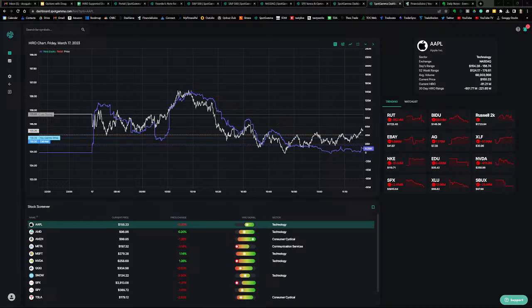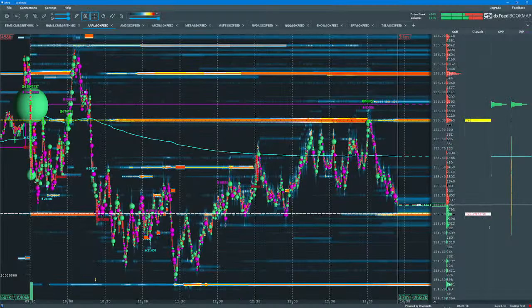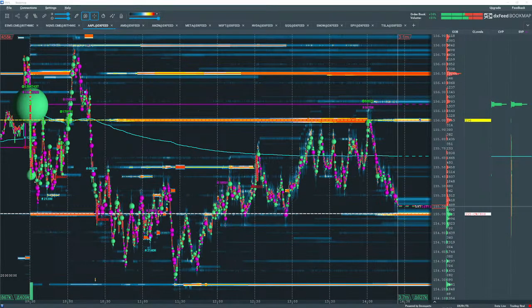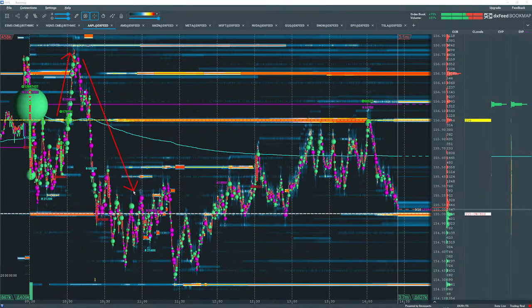Let's go take a look at Bookmap again. There's Apple, and you can see the same shift in order flow. Green dots above, pink dots start to come in at the 156.50 level, and then price moves lower down to the 155 call wall key gamma strike level.